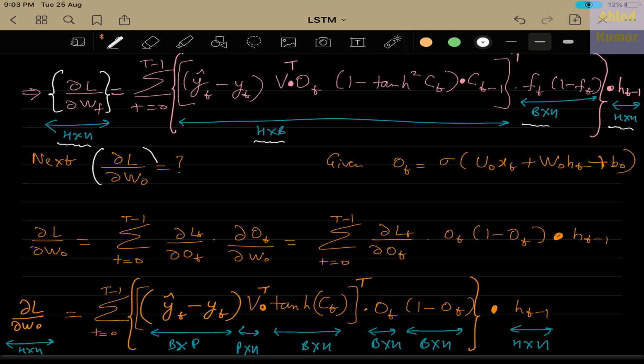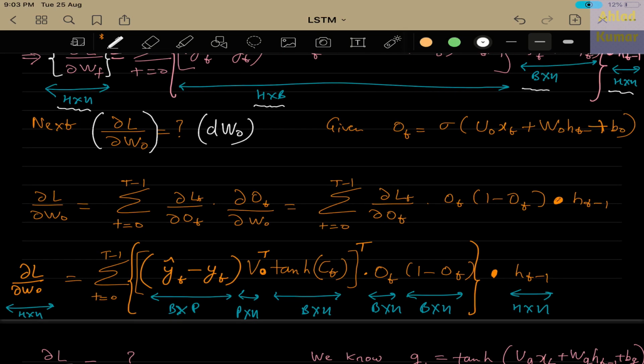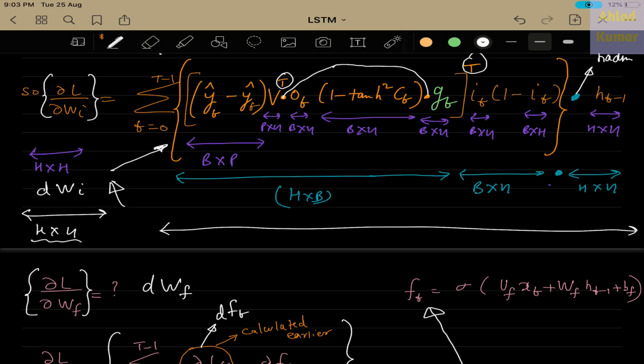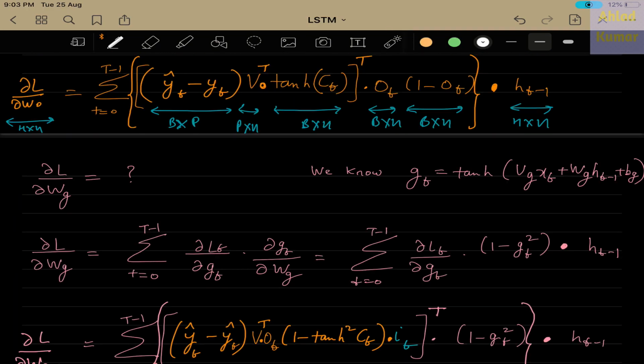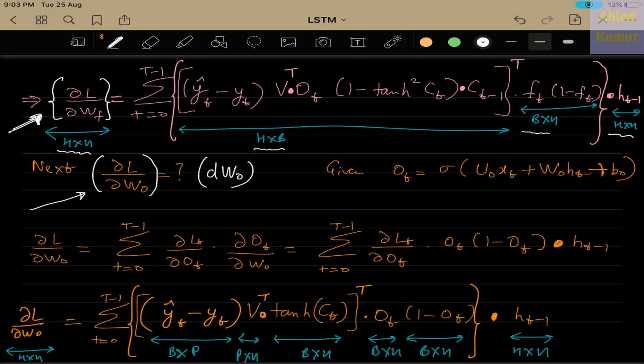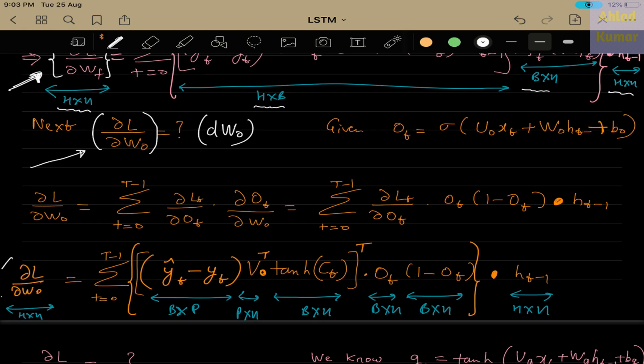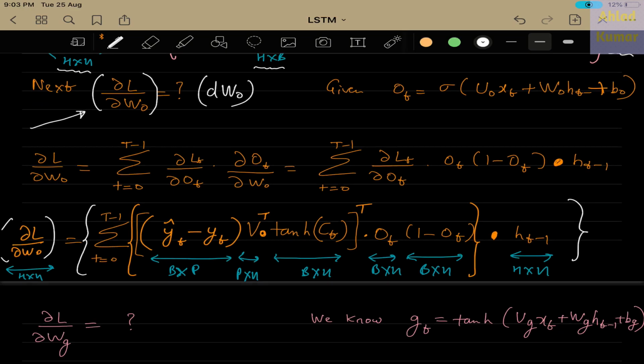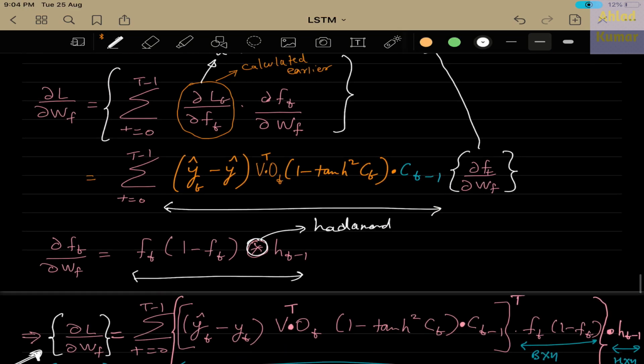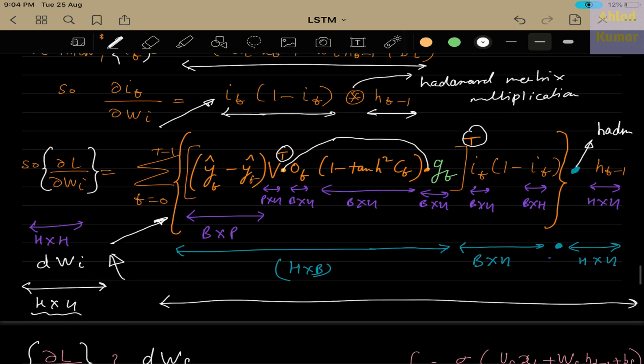Now we have to calculate the derivative of the loss with respect to the output gate, which is also written in short form as dw0. This again follows the same logic that we have done for the forget gate, so it will follow the same procedure for this particular case also. So you can see that the derivative of the loss with respect to dw0 will be calculated like this. So now we have calculated the loss with respect to the output gate, forget gate and input gate.